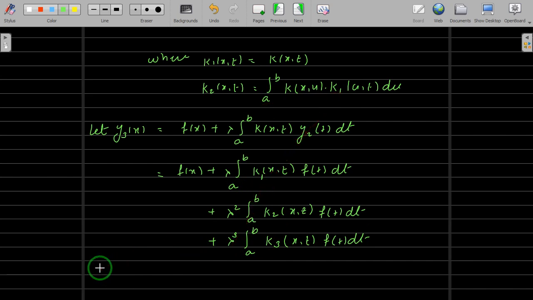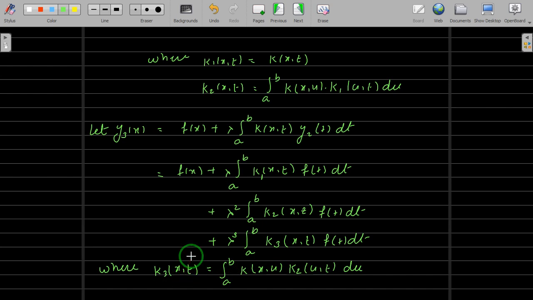Now the only unknown is k3, so you denote this k3(x,t) as integral a to b k(x,u) k2(u,t) du. So the variable of integration is u. So when you integrate it, this u term will go, and the remaining thing whatever you have will be a function of x and t. So right hand side and left hand side are functions of x and t.